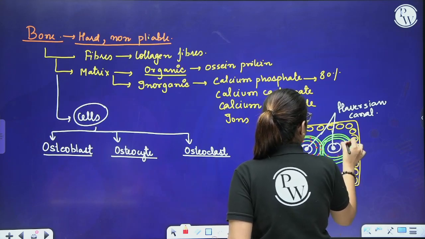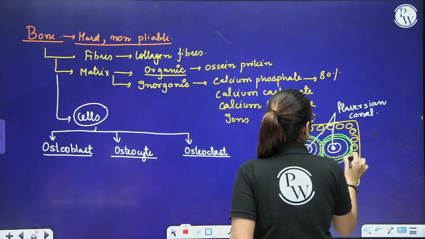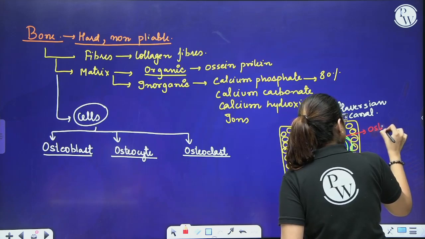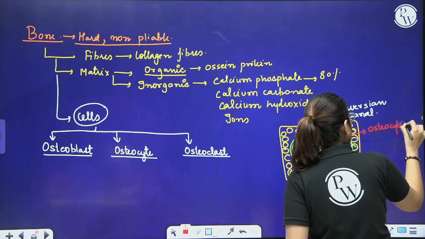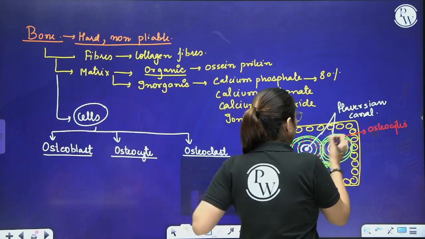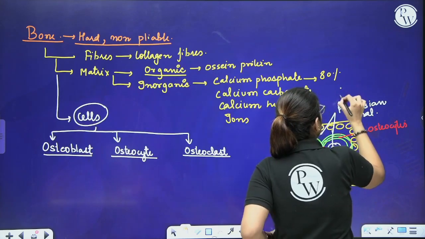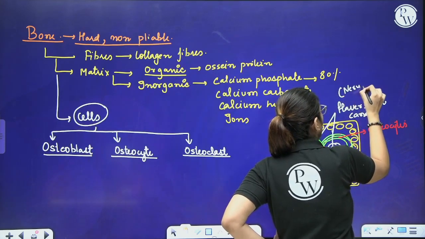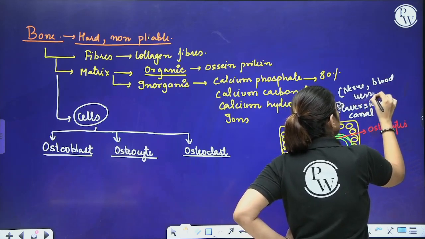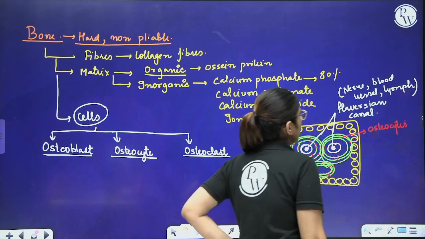Similarly, here also. So, let's label. These are the osteocytes present. Right? Now, these Haversian canals are those canals which are basically a good source, they are rich in the nerve supply. They are having a nerve supply. They are having blood vessels. Blood vessels are also there. They are having a lymph vessel also. So, all these things are present.